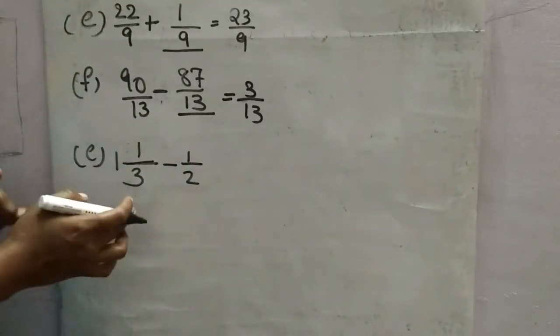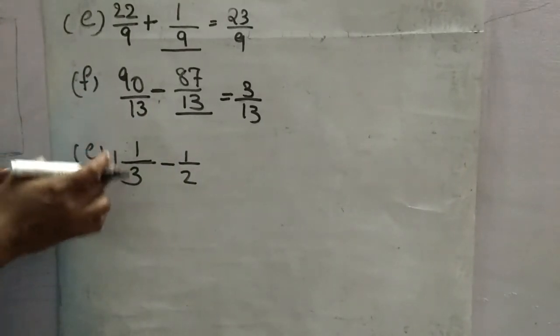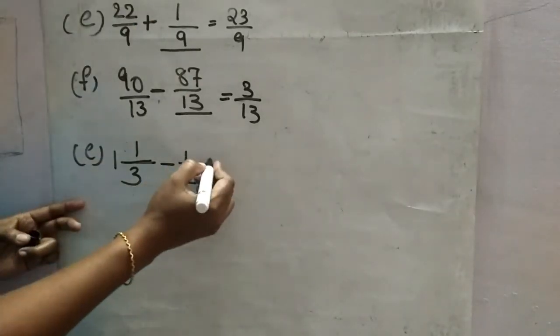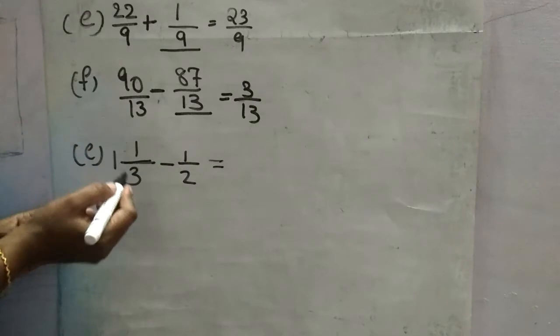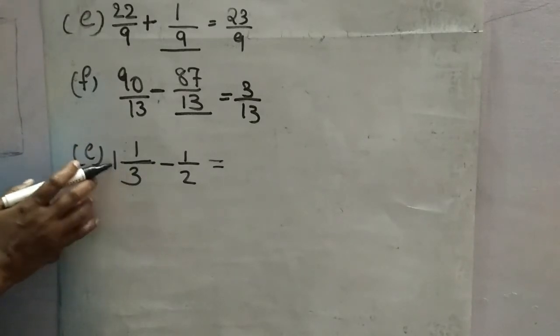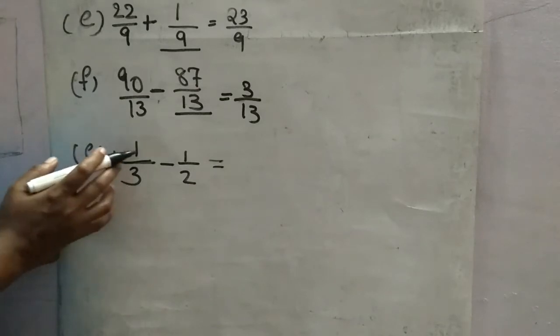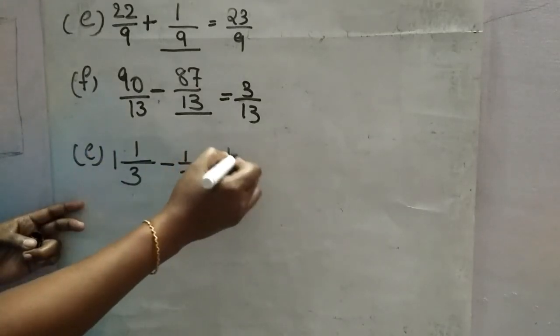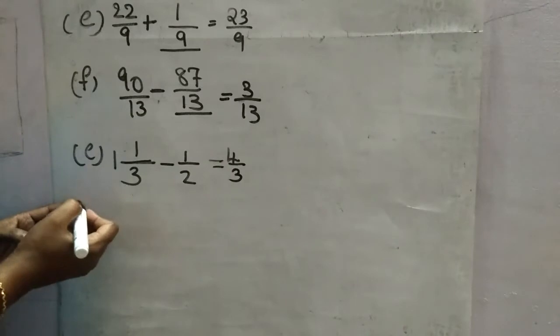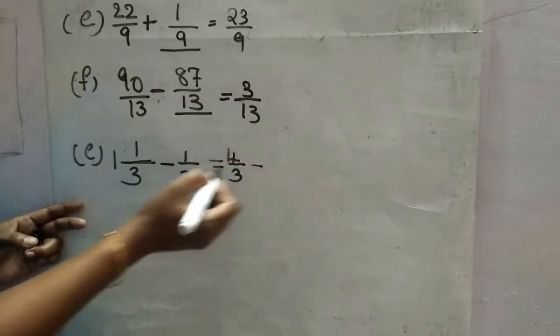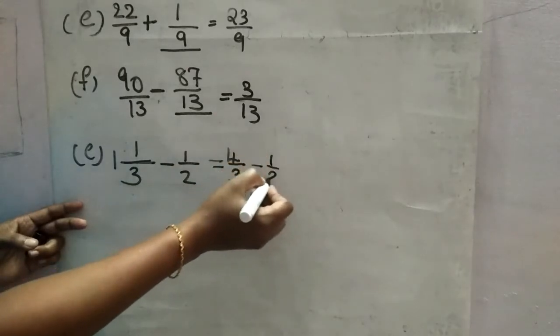Here, mixed fraction. First, we can convert this mixed fraction into an improper fraction. How will you convert a mixed fraction into an improper fraction? Yes, we can multiply the quotient and divisor together. 1 3s are 3. 3 plus 1, 4 by 3. It is the improper fraction of this mixed fraction. Minus, this one by 2 we can write.